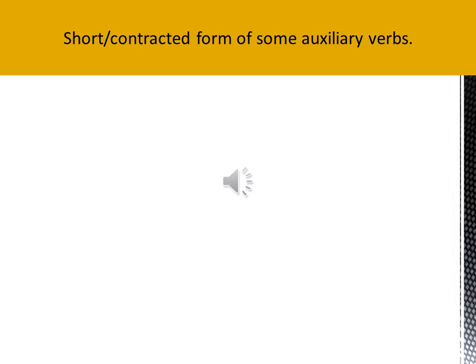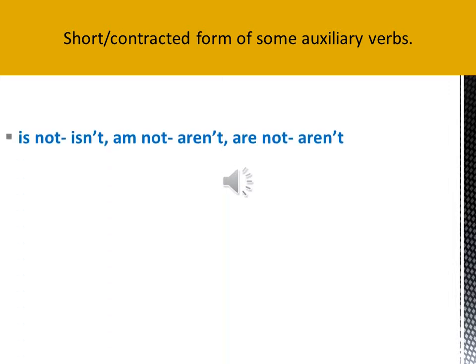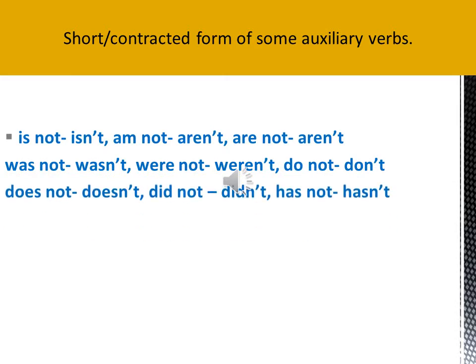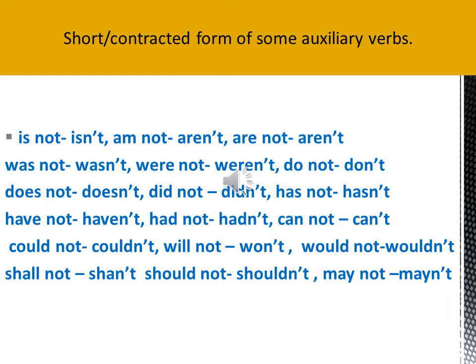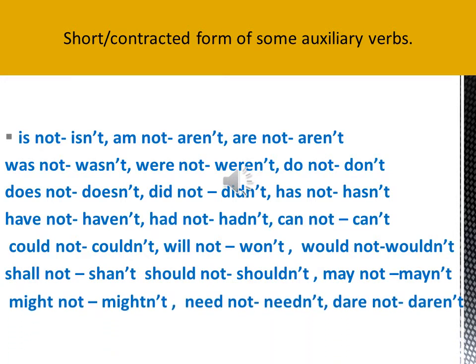In question tag, we should write the auxiliary verbs with not in contracted forms. For example, is not is written as isn't. Am not is written as aren't. Are not is written as aren't. Likewise, shall not, shan't. Will not, won't. May not, mayn't. In this way, we should write the auxiliary verb with not in contracted form in question tag.